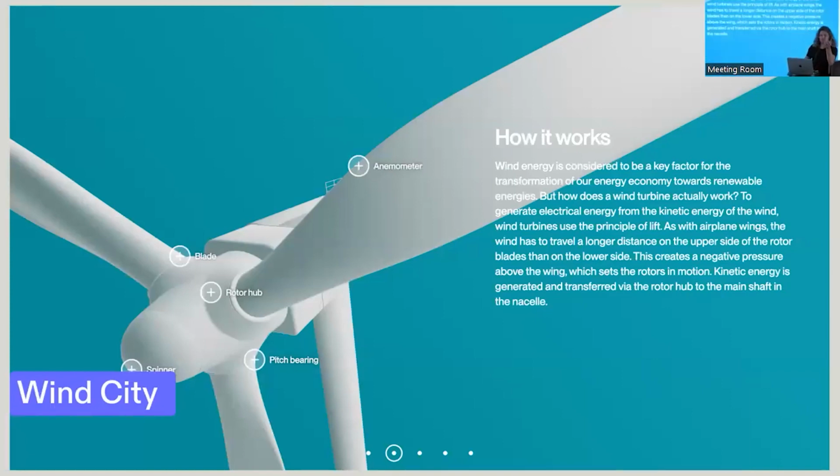So there were two projects we did for our clients. Besides client projects, we also deploy projects by ourselves. This one is called Wind City. With the project we want to communicate sustainable energy production and give a feeling of how much electricity can be produced for a village or a city, for example.